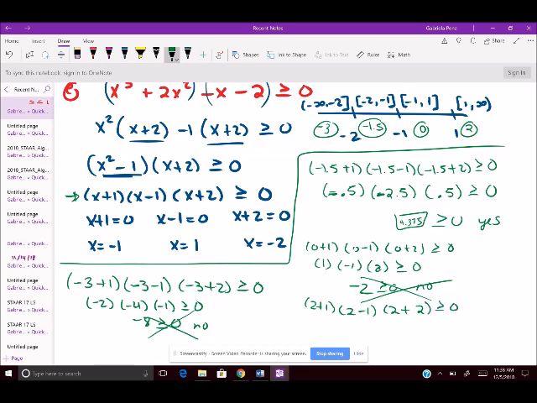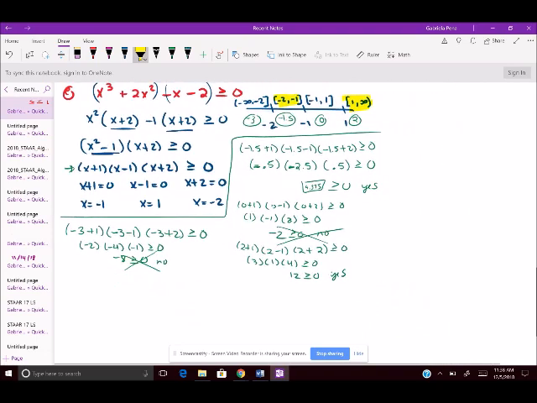Is this going to be greater than or equal to 0? Well, this is 3, this is 1, and this is 4, and that right there will give you 12. Is 12 greater than or equal to 0? Yes. So this is going to work in two sections, which is this one and this one.